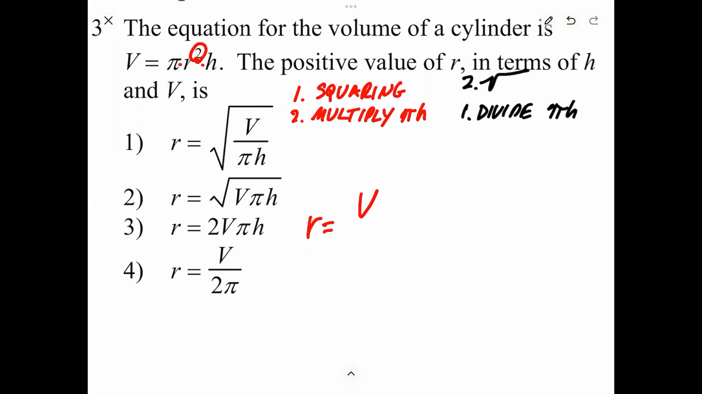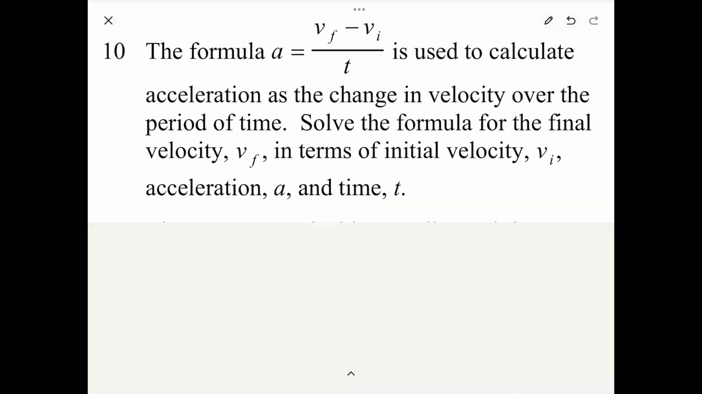So let's do that. We're going to take V and divide it by pi H, and then we're going to take the square root of that whole thing, and then we're done. And so our answer would be this one. All right. Now let me do a couple more, and hopefully we can finish up.